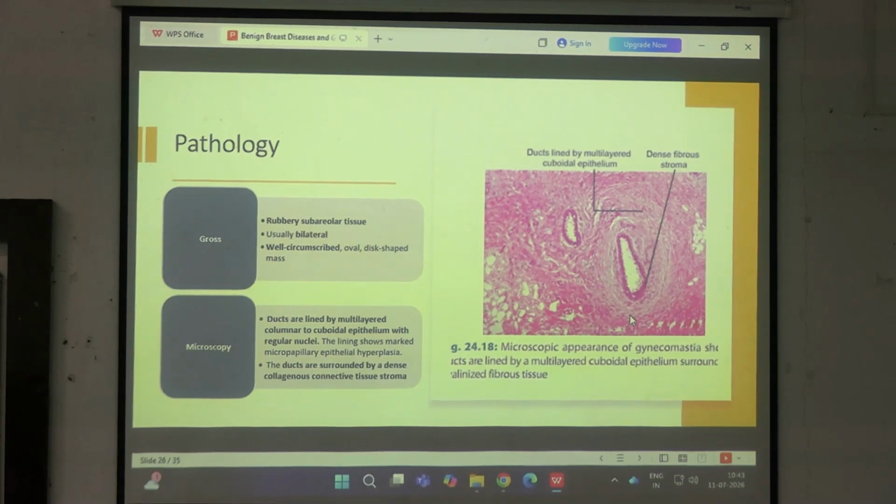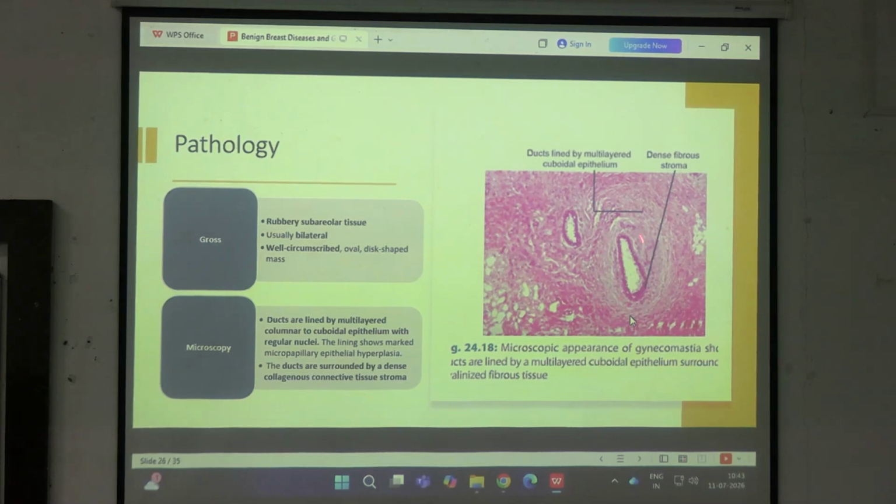Grossly, it appears as rubbery subareolar tissue. It's usually bilateral, well circumscribed, oval disc-shaped mass, and microscopically there are ducts which are lined by multiple layers, and there will be surrounding stromal proliferation.